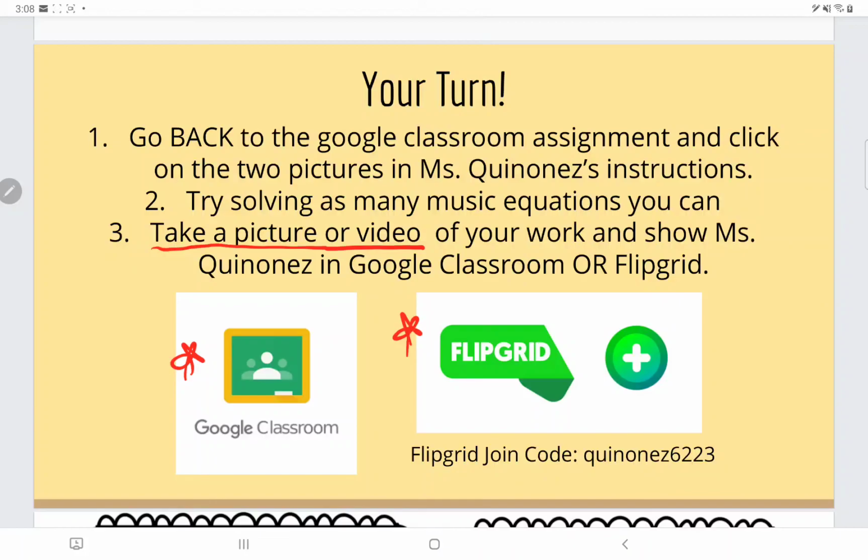Okay, scholars, so let's review just one more time. Go back to Google Classroom and click on the two pictures that I put in the instructions. Then you're going to solve all of the music equations. You're going to take a picture or a Flipgrid video, and you're going to turn in the music equations when you're all done with them to the assignment. Okay, scholars, remember, use Flipgrid or Google Classroom. Just choose one of them to turn in your music equations.